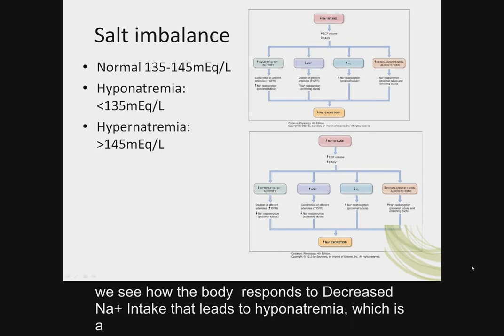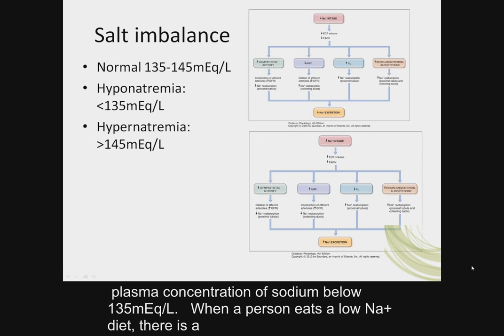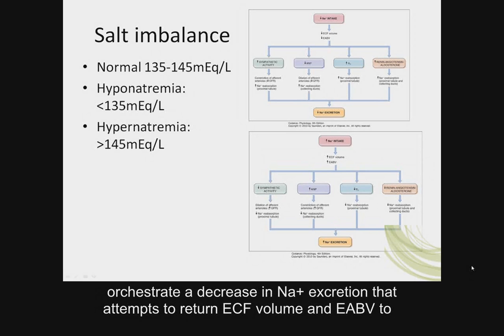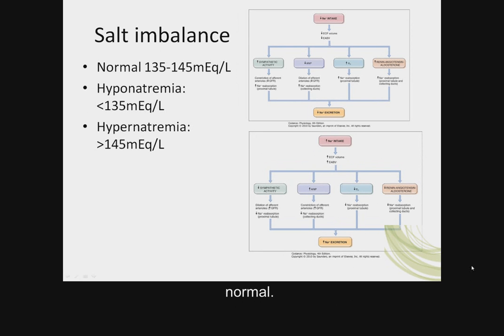In the bottom picture, we see how the body responds to decreased sodium intake that leads to hyponatremia, which is a plasma concentration of sodium below 135 milliequivalents per liter. When a person eats a low sodium diet, there is a decrease in ECF volume and EABV. The decrease in EABV is detected, and the kidneys orchestrate a decrease in sodium excretion that attempts to return ECF volume and EABV to normal.